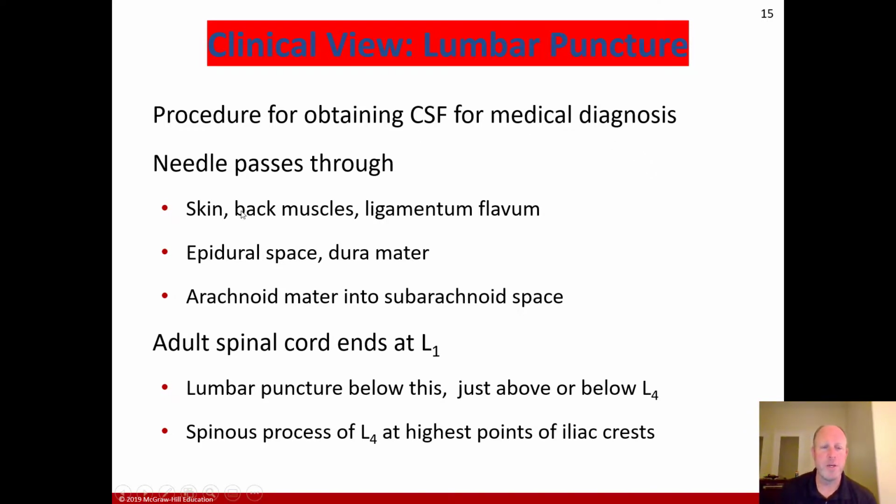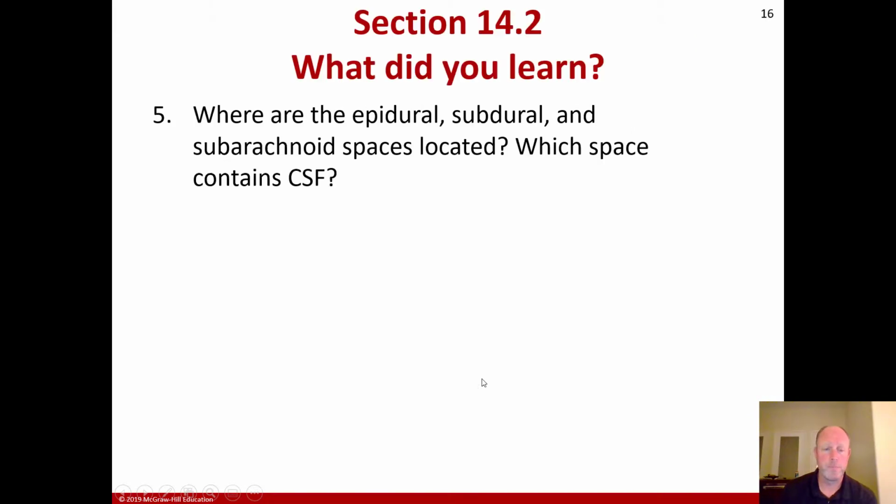The needle passes through the skin, the back muscles, the ligamentum flavum, the epidural space, the dura mater, and the arachnoid mater into the subarachnoid space. The adult spinal cord, of course, ends at L1, and the lumbar puncture is below this, just above or below L4. And the spinous process of L4 is at the highest points of the iliac crest.